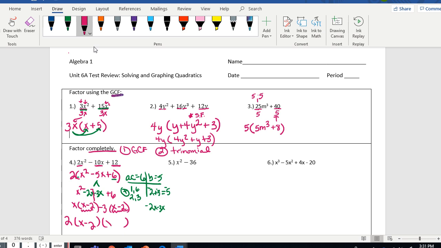Then you take the leftovers. Here's a leftover here. Here's a leftover here. X minus 3. This is completely factored. Now I'm going to show you another way to do that in just a minute.